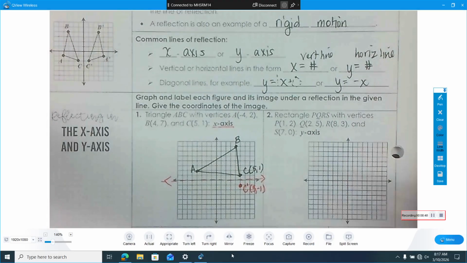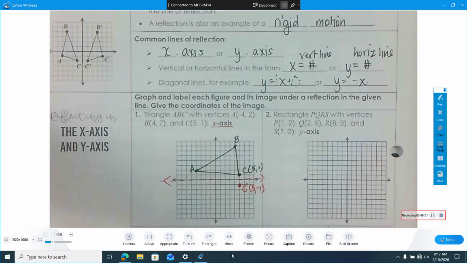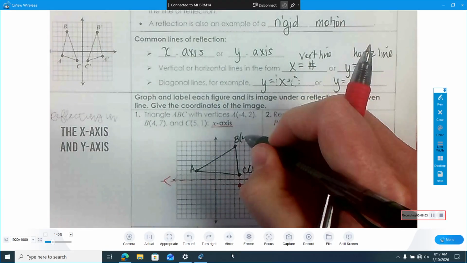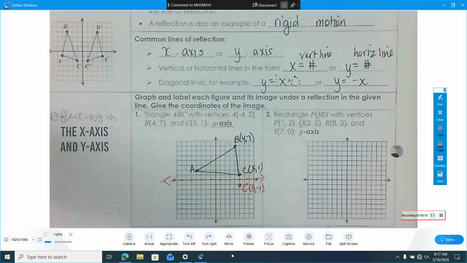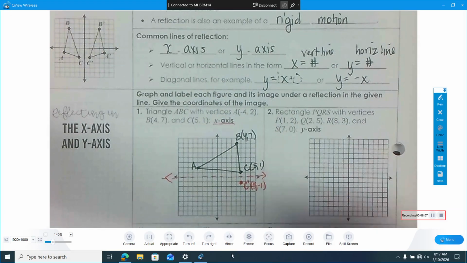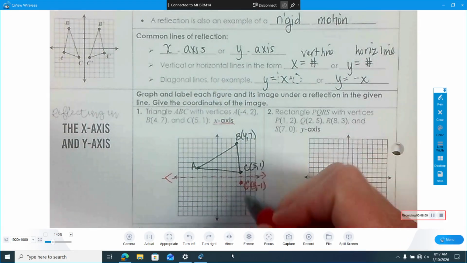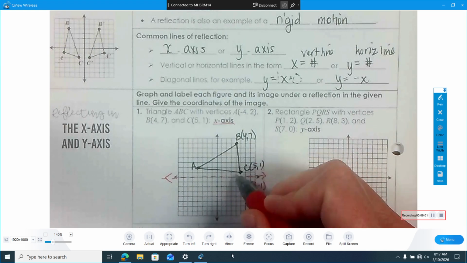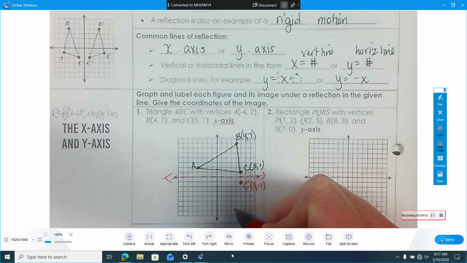It's super easy, okay? B was at the point 4, 7. So where is the new image going to be of B? 4, negative 7. Yeah, 4, negative 7. So it goes straight down and straight away, all the way down here. This is B prime at 4, negative 7.